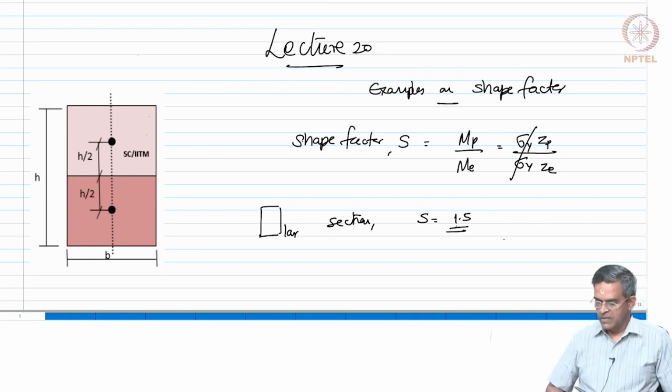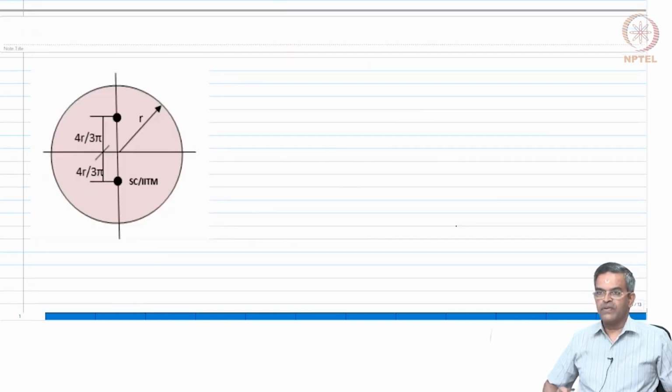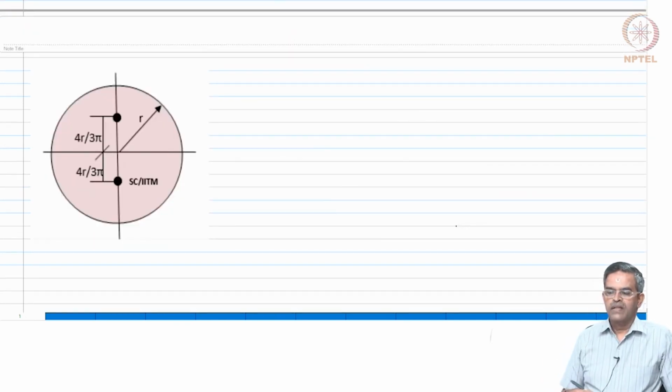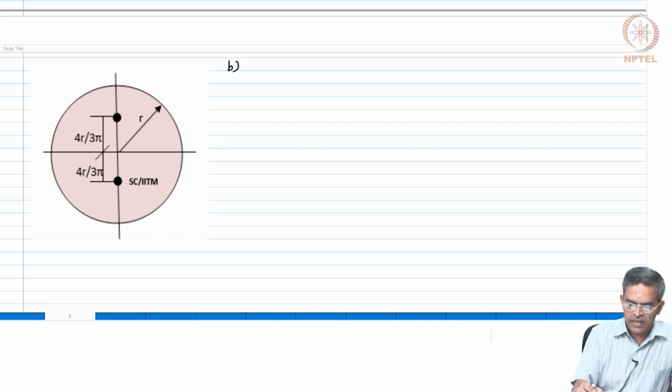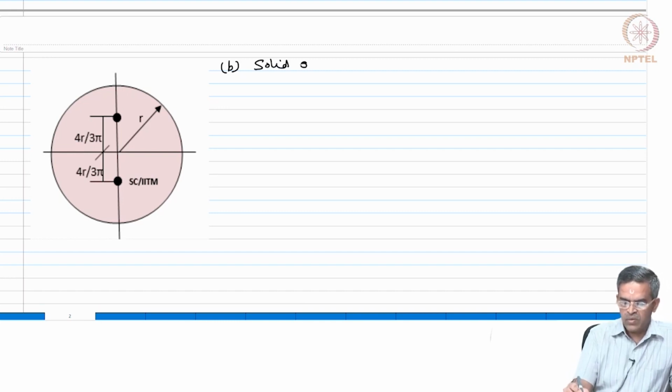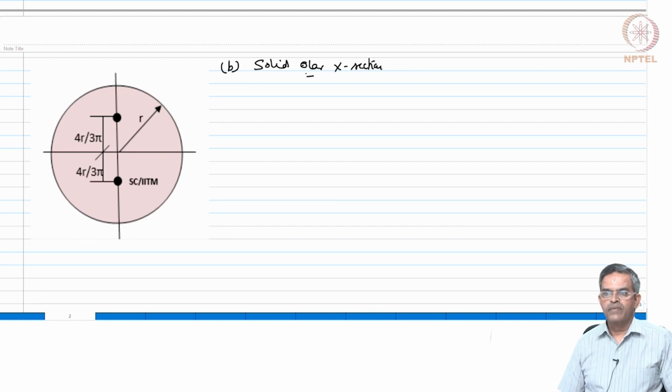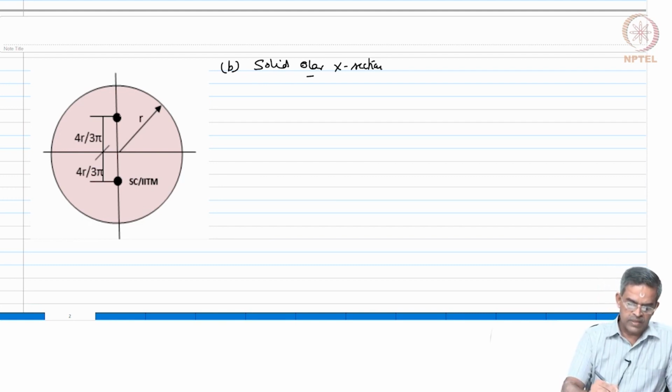Okay, we derived that. Now, we will derive further for different cross sections. Let us take a circular cross section as you see on the screen. The radius is R. So, let us say this is example B, a solid circular cross section, radius R, and we know the centroid of this half will be at 4R by 3 pi as you see here.